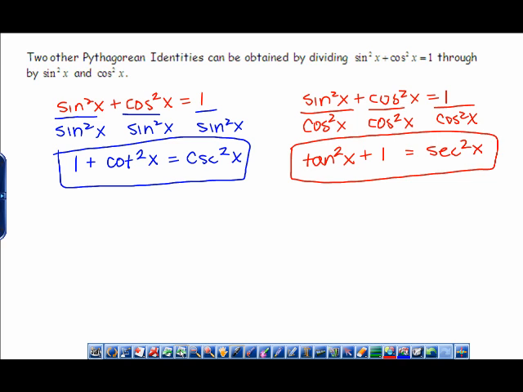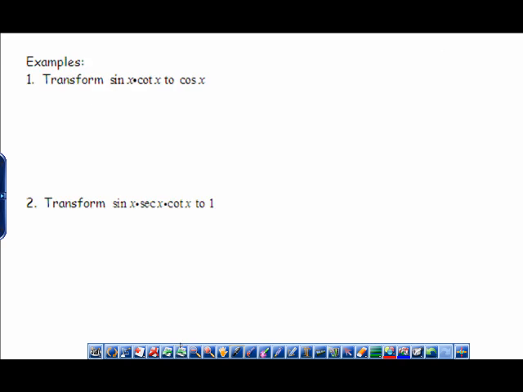Some of these, though, you should have memorized, like the ones on the front and the sine squared plus cosine squared equals 1. Okay, so let's start by doing some other proofs that are a little bit more complicated than the ones we started off with on the first page. Notice, though, that this doesn't say prove, it says transform.